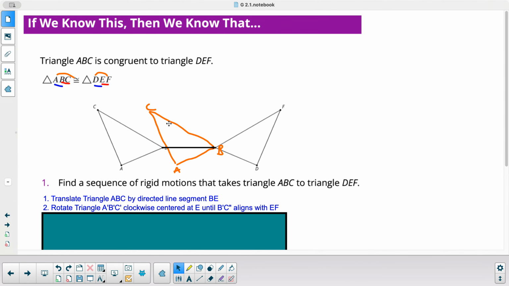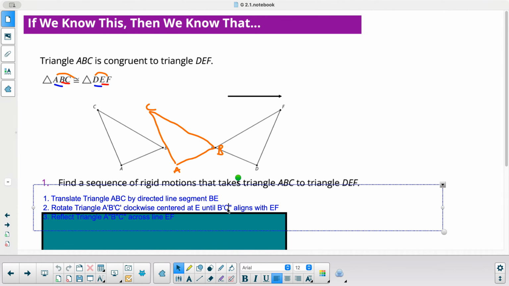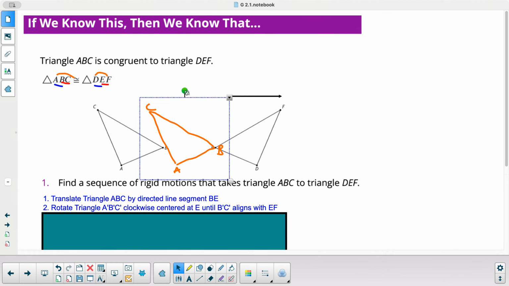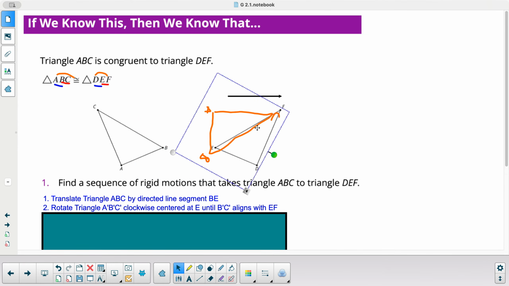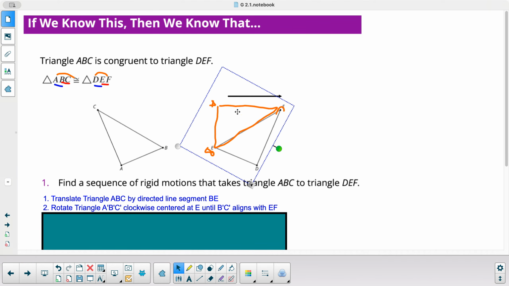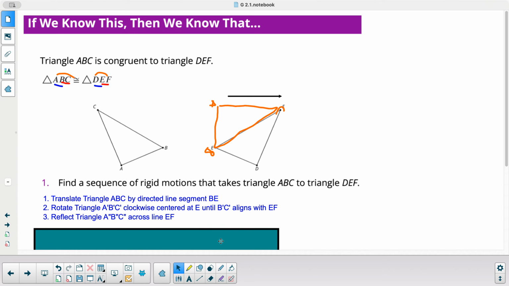Rotate A prime, B prime, C prime clockwise until centered at E. You can call it E or you call it B prime, I guess. Until B prime, C prime aligns with EF. That shouldn't be a double prime, that should just be a prime. So I'm going to rotate it. Now it won't let me keep B prime or E as the center, so I'm going to have to rotate it and translate it. And then the last thing would be reflect triangle A double prime, B double prime, C double prime across EF. And there it is.